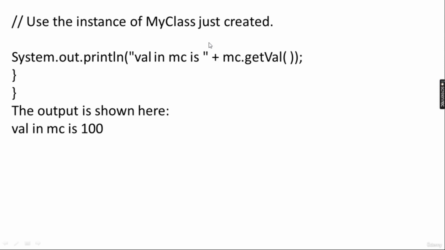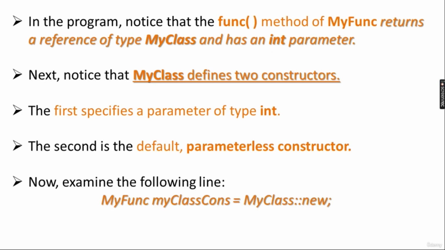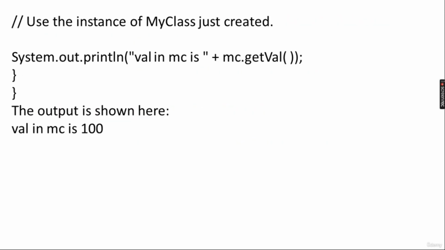Use the instance of my class just created. Value in my class is equal to mc dot get value, and output is value in mc is 100. If you have not understood, you can go back and revise.